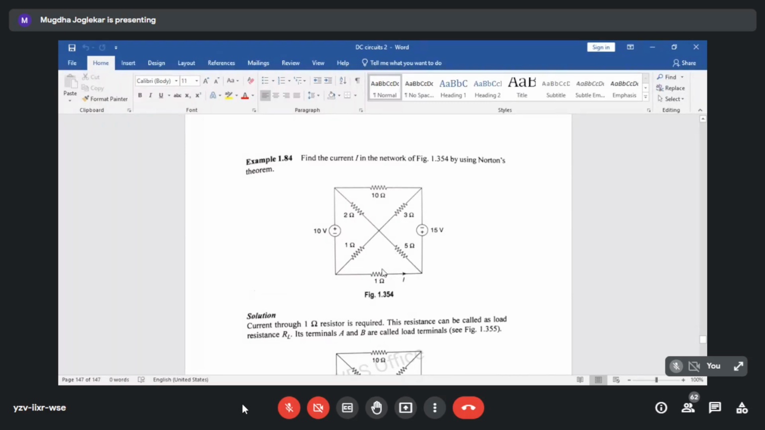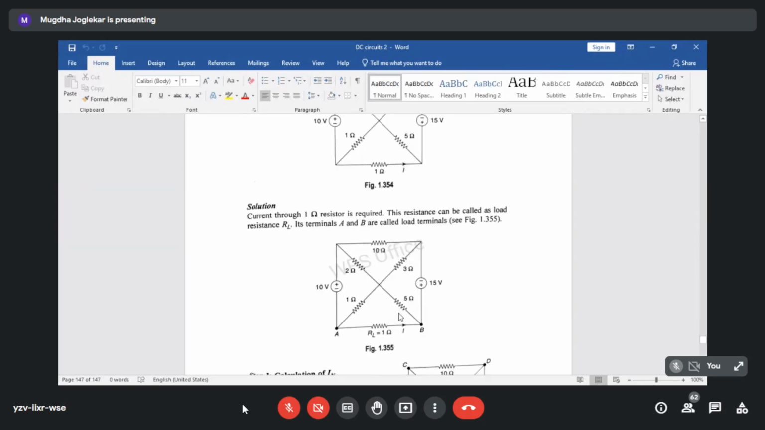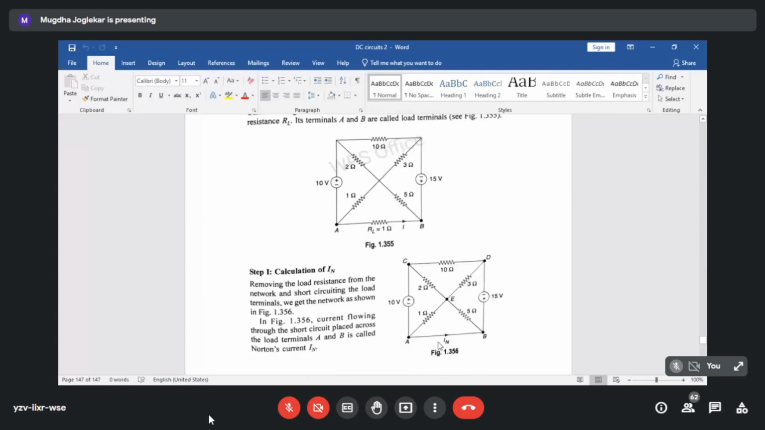First of all, generally for finding RTH and VTH in Thevenin, we are opening this branch. We are going to remove this RL in Thevenin's theorem. But in Norton theorem, we are going to short AB. After shorting this AB branch, we'll get current IN here. IN will flow from A to B. Always consider one point A, one point B, and just show current from A to B, whether the current is positive or negative.